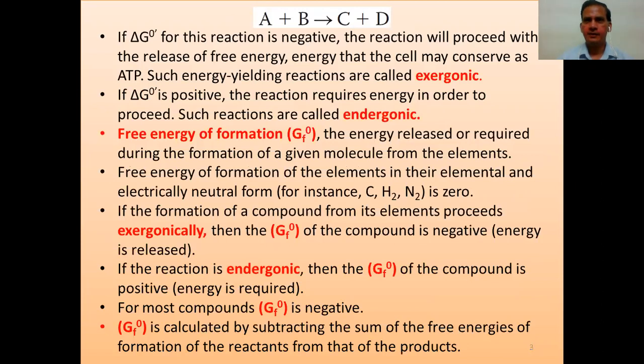Reactions where energy is released are called exergonic. If, let's say, delta G0 prime is positive, it means that energy is required by the reactants A plus B to form C plus D. Those kinds of reactions are called endergonic.